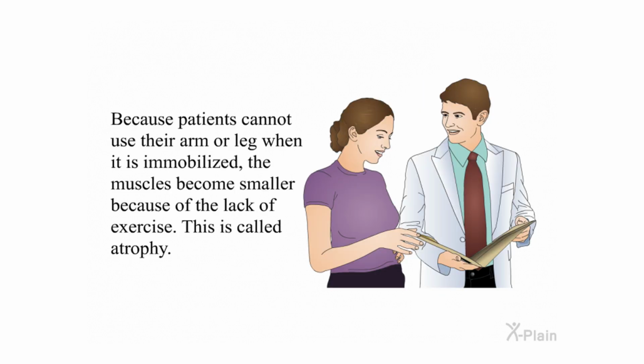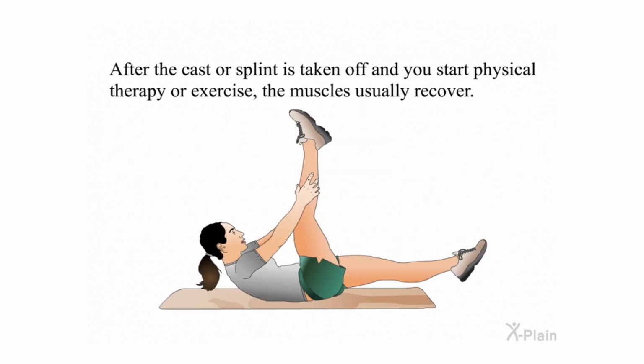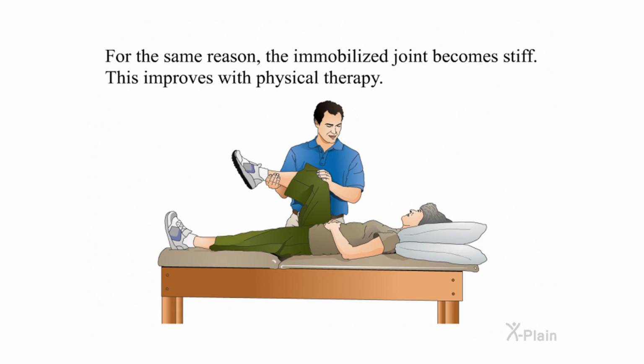Because patients cannot use their arm or leg when it is immobilized, the muscles become smaller because of the lack of exercise. This is called atrophy. After the cast or splint is taken off and you start physical therapy or exercise, the muscles usually recover. For the same reason, the immobilized joint becomes stiff. This improves with physical therapy.